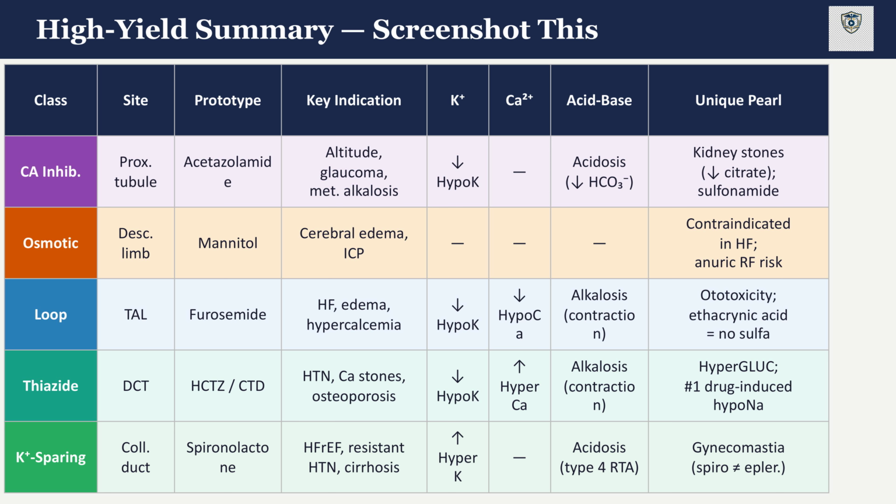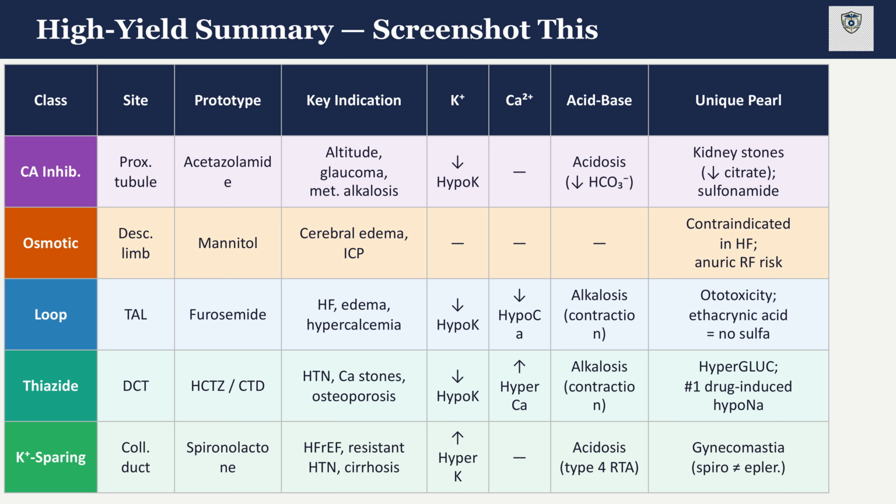Thiazide, distal convoluted tubule, HCTZ or chlorthalidone, hypertension and calcium stones and osteoporosis, causes hypokalemia and hypercalcemia and alkalosis, hypergluc, and the #1 drug-induced hyponatremia. Potassium sparing, collecting duct, spironolactone, HFrEF, and resistant HTN and cirrhosis, causes hyperkalemia and acidosis, gynecomastia with spironolactone, but not eplerenone. 3 rules to leave with.